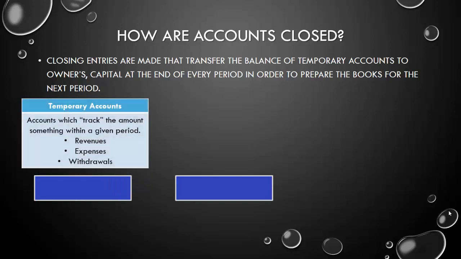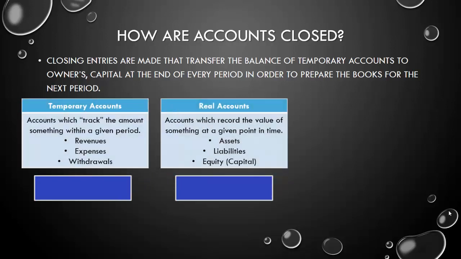It means we need to divide our accounts into two different classifications, and they are temporary, or sometimes called nominal accounts, and real, or sometimes called permanent accounts. Temporary accounts are the accounts which track the amount of something within a given period of time. They are our revenues, expenses, and withdrawals. Real accounts don't track anything. They show what the value of something is at that given moment. How much are your assets worth on that day? How much do you owe to creditors, your liabilities on that day?